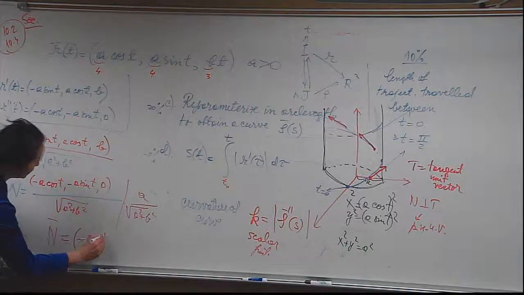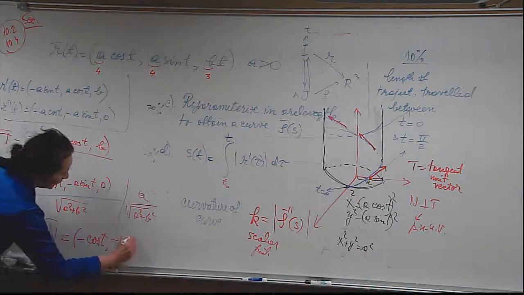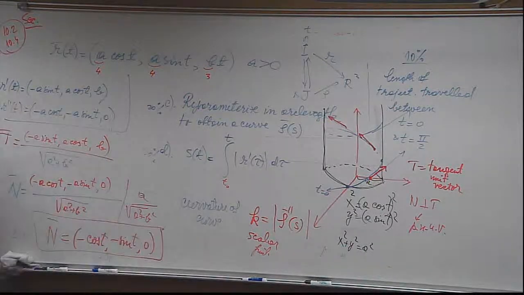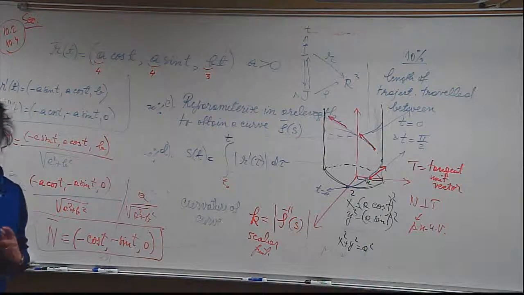Now, so the answer will be n is going to be a unit vector, very nice friend of yours, minus cosine t, minus sine t, 0. Can you draw a conclusion about how I should draw this vector? You see the component in k is 0, so this vector cannot be inclined with respect to the horizontal.